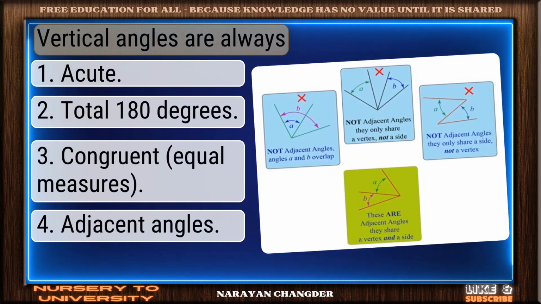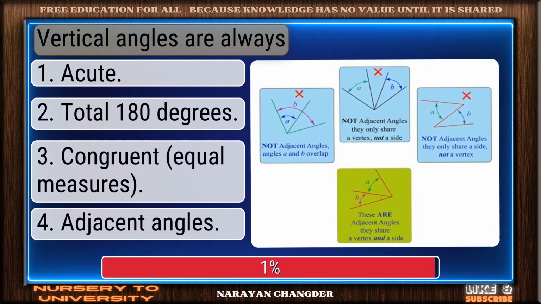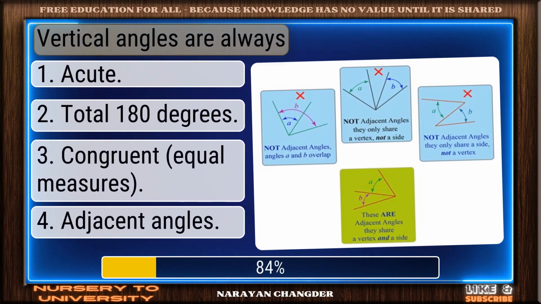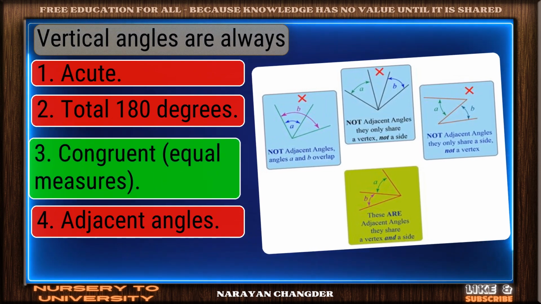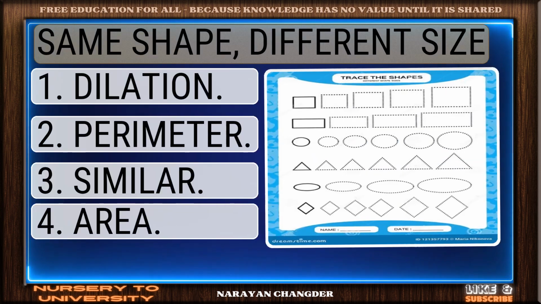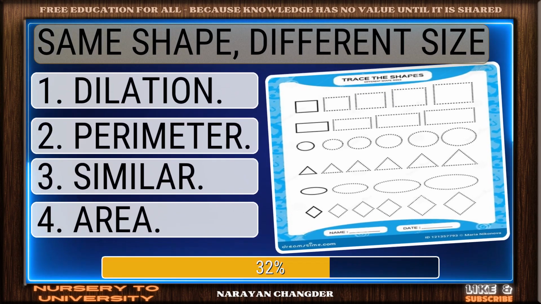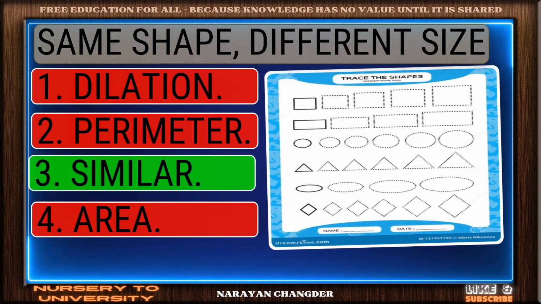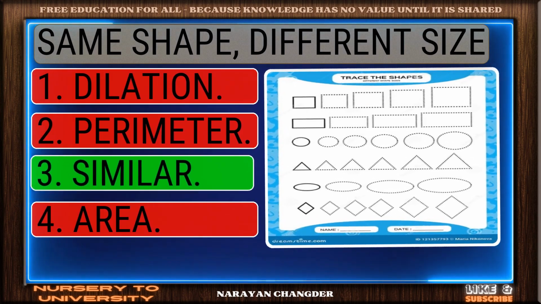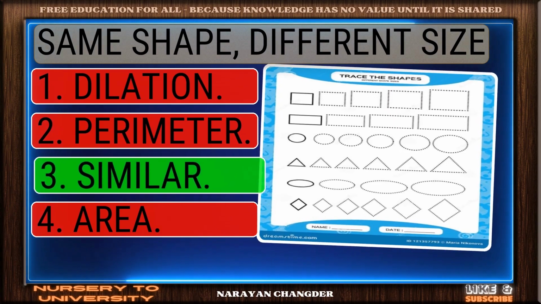Question number 285. Vertical angles are always. Well done. Congruent is the right choice. Question number 286. Same shape, different size. Exactly. Similar makes sense, and it is the right choice.